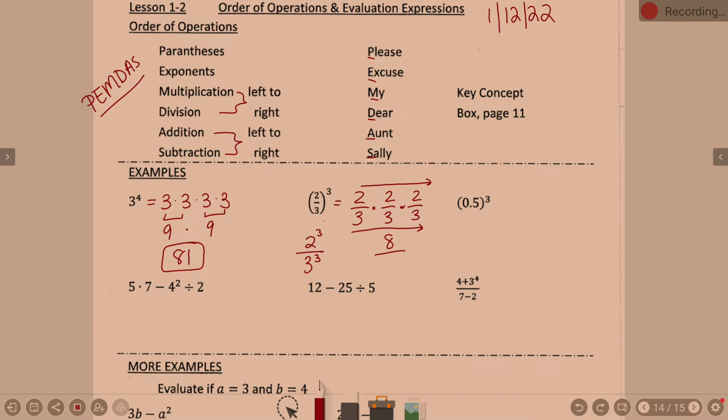Okay. 3 to the third, 27, right? 3 times 3 is 9, times 3 is 27. So 8 over 27? Yep. Alright, so what does 0.5 to the third mean? You just multiply that 3 times.